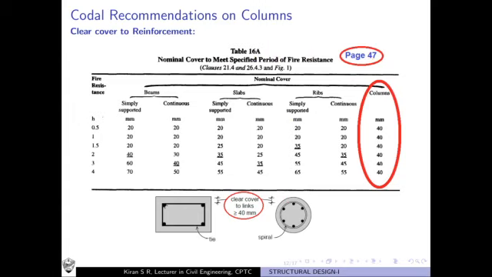Therein you will find that the minimum clear cover to be provided for columns is 40 mm. So for columns, the minimum clear cover to be provided is 40 mm. And that too, the clear cover has to be provided not outside the longitudinal bars. It should be outside the links, outside the ties which we provide.